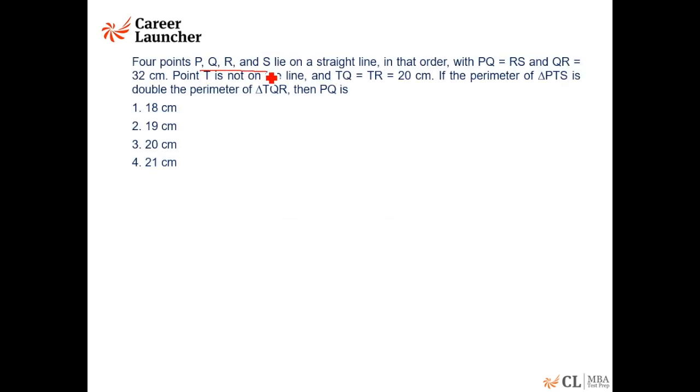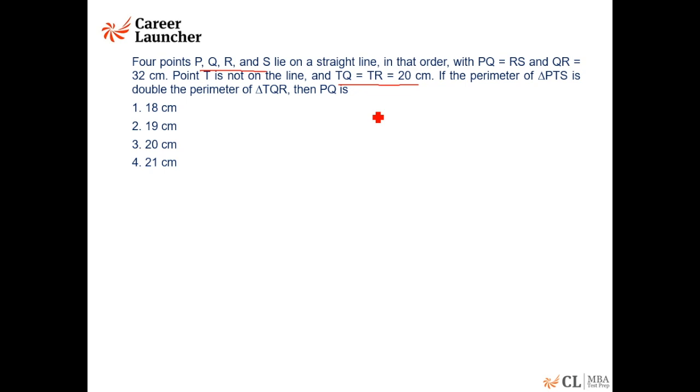4 points P, Q, R, S lie on a straight line in that order with PQ equal to RS and QR equal to 32. Point T is not on the line and TQ equal to TR equal to 20 centimeters. If the perimeter of PTS is double the perimeter of TQR, what is PQ?